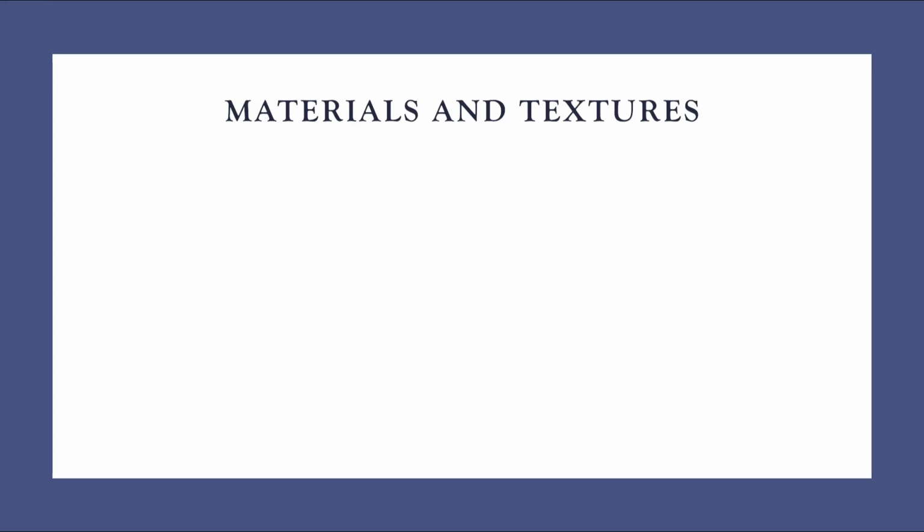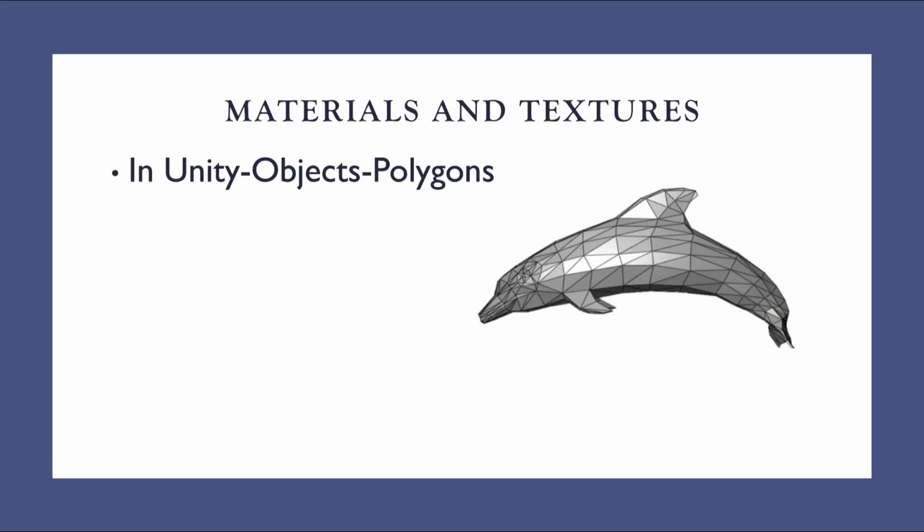In this lecture, we will be understanding in detail about materials and texture. Before proceeding, we all know that in Unity, objects are made up of multiple meshes or a combination of polygons. But isn't it boring? You see here, the object is created where multiple polygons are connected together to form a 3D object, which is kind of boring.